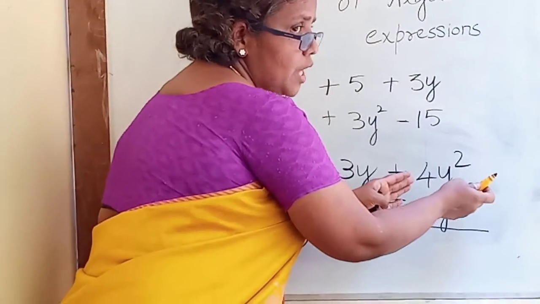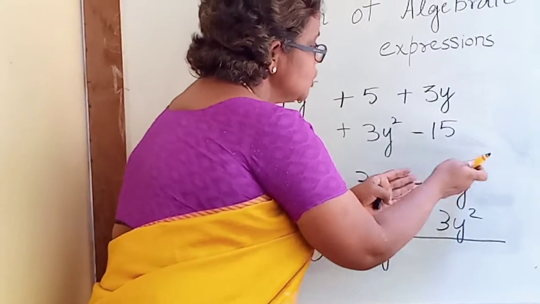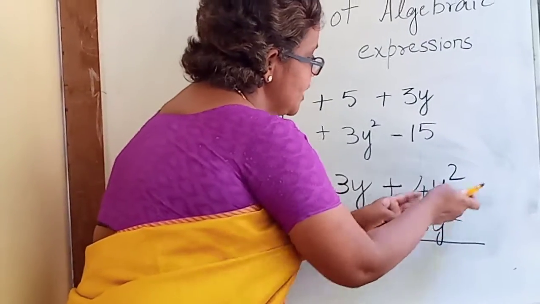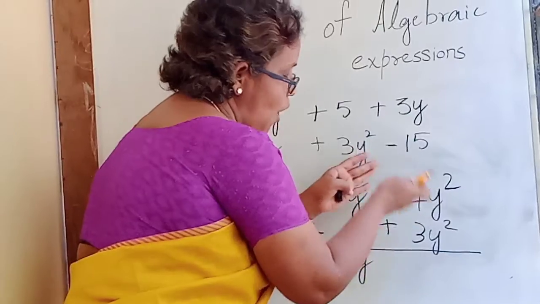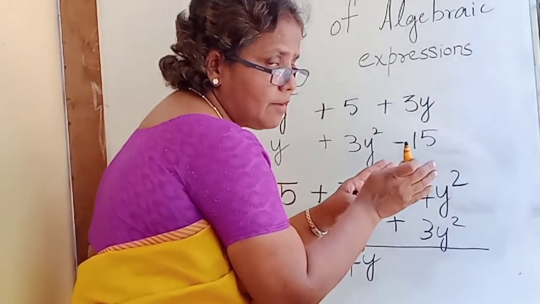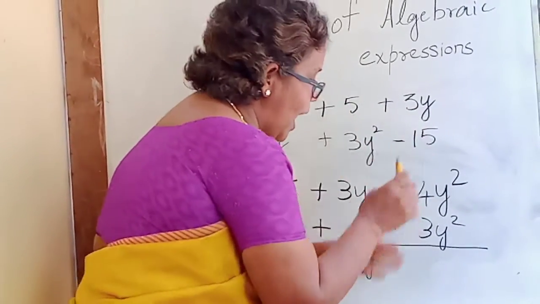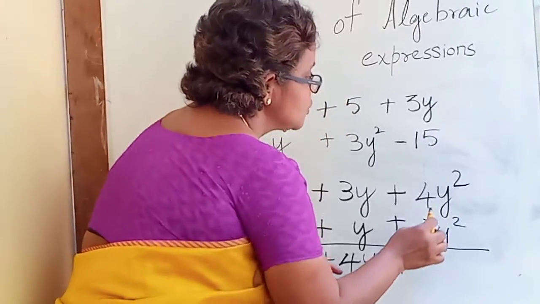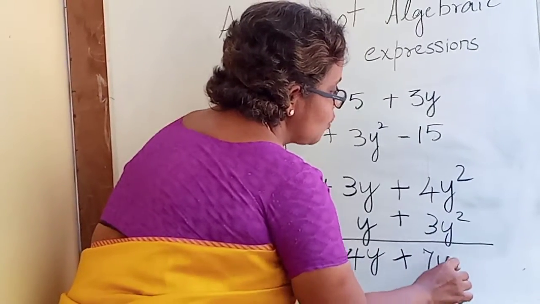Moving on to the highest power. 4y squared is also a positive term. 3y squared is also a positive term. So you add them together. Both the signs are same. Similarly, you add them together. So it is plus 7y squared.